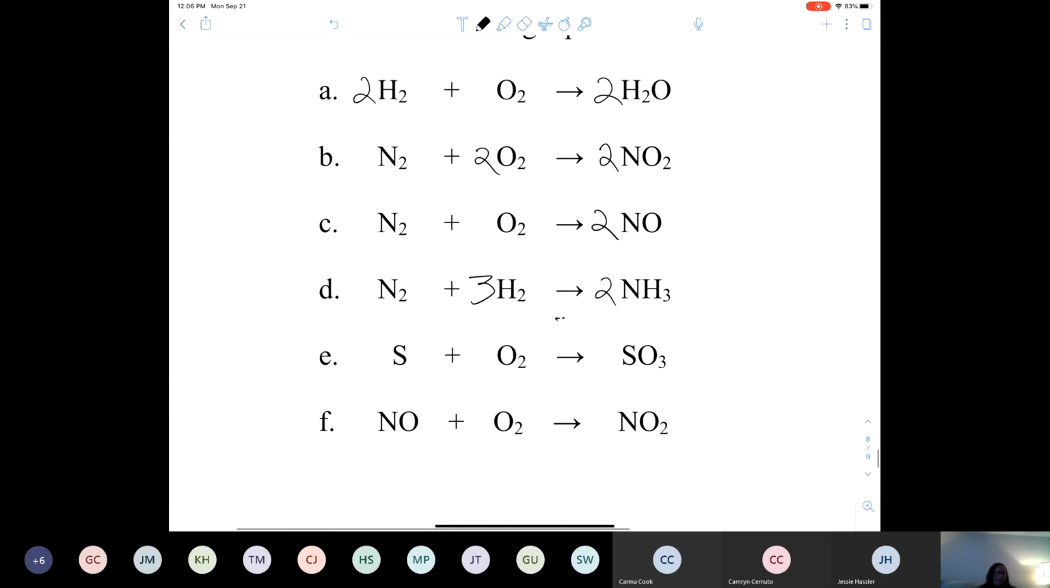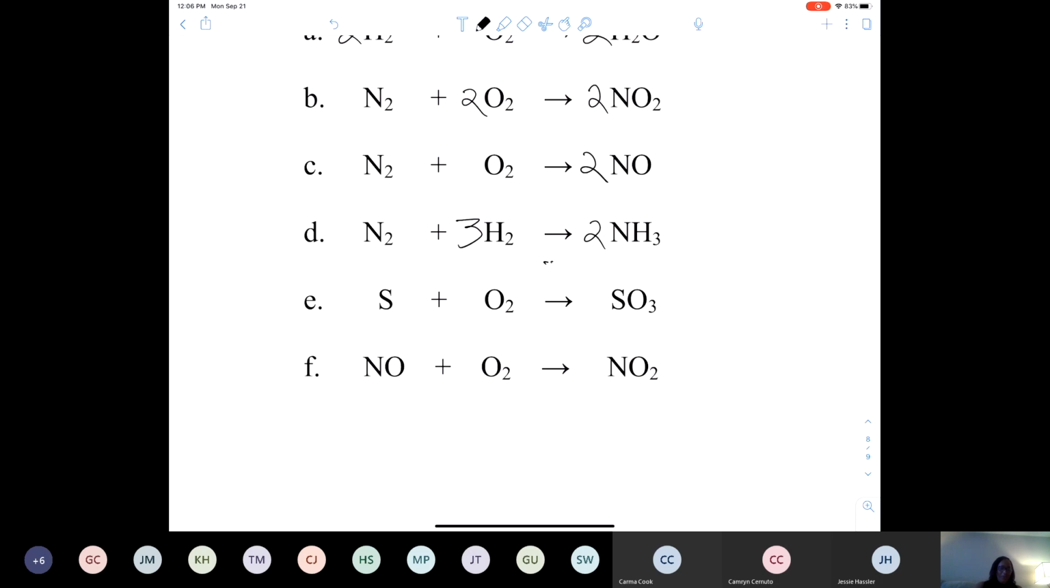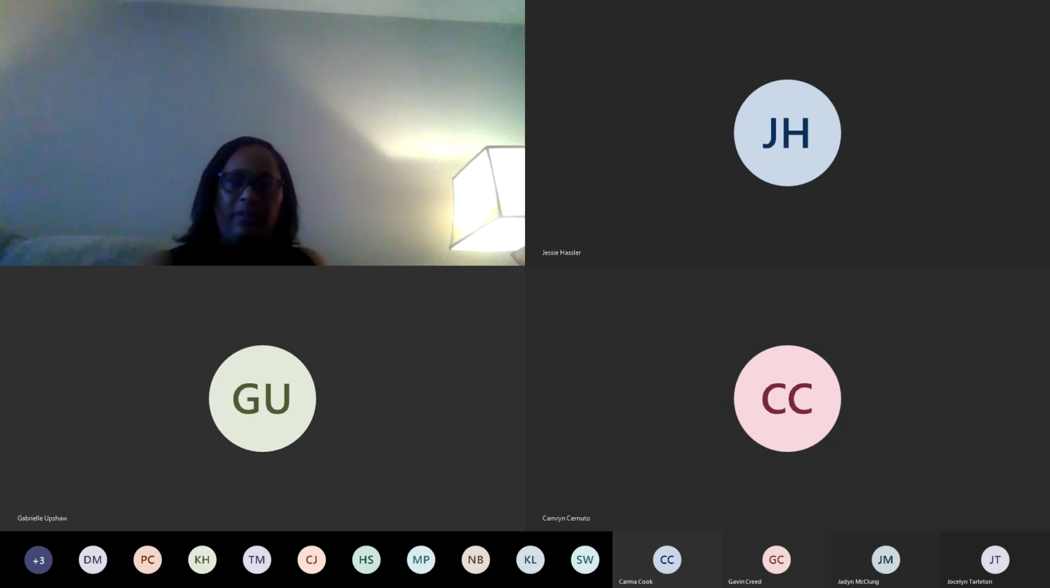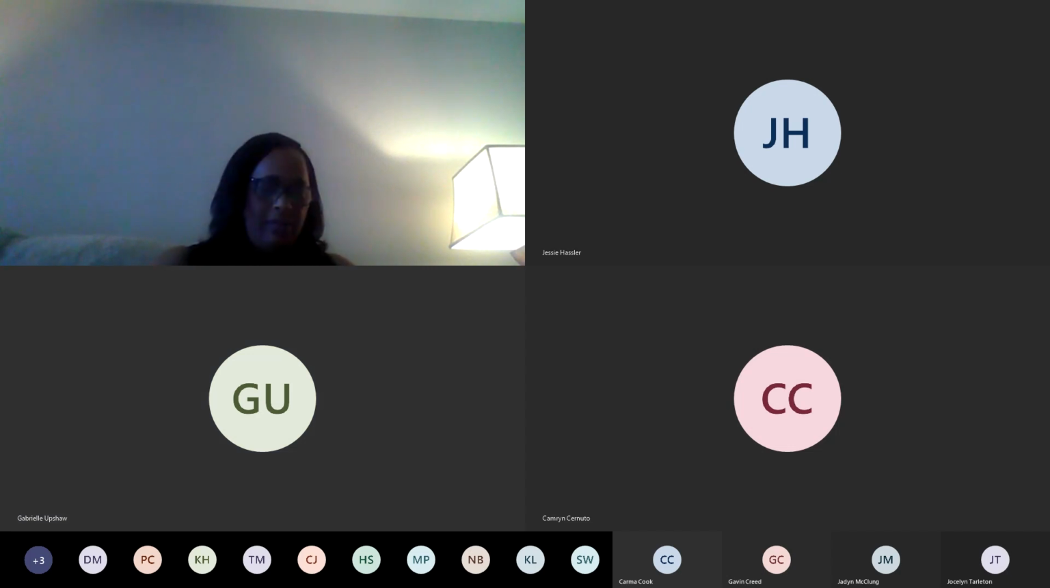Okay, you're not able to see my note packet, so I'm just going to have to talk instead of show you what I'm seeing. For part E, how did you balance E? S plus O2 yields SO3. So what do we need to do to balance that one? Do we need to put a 3 in front of the O? So we need to put a 3 in front of the oxygen. And what else do we need?